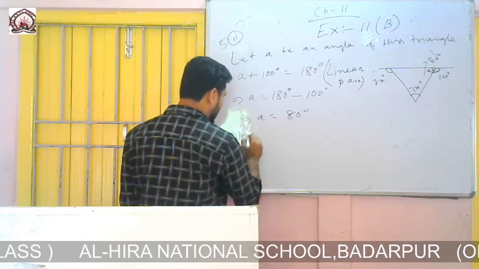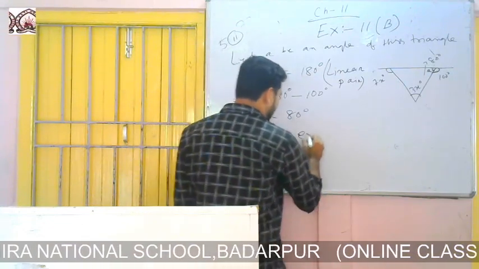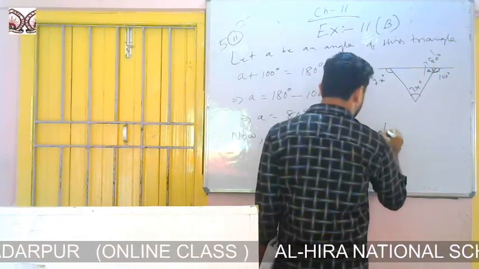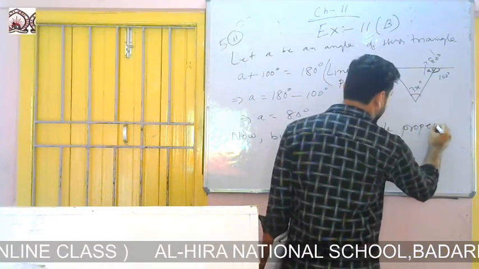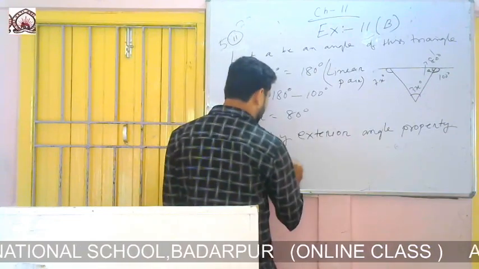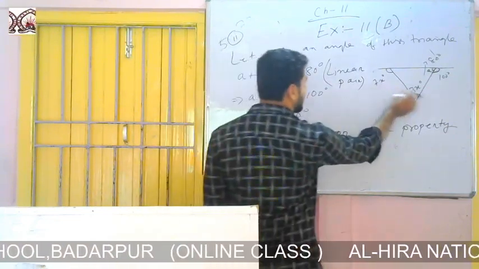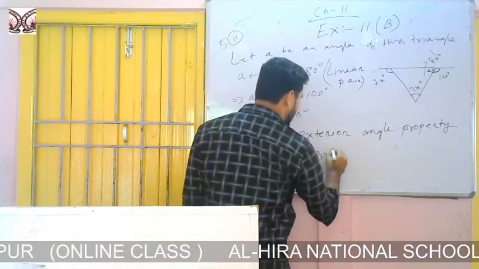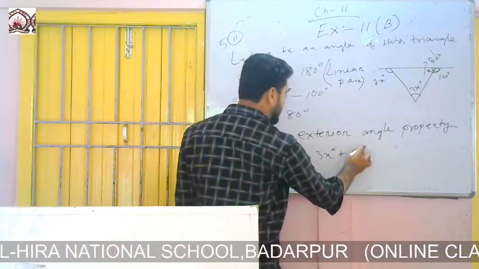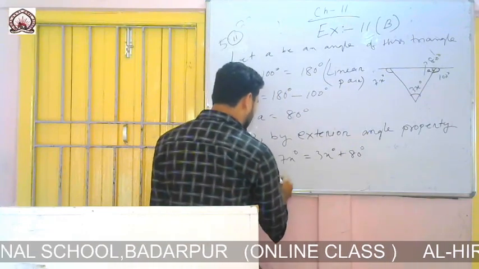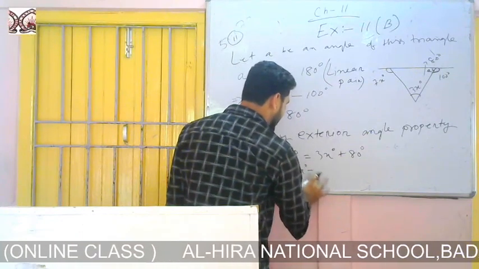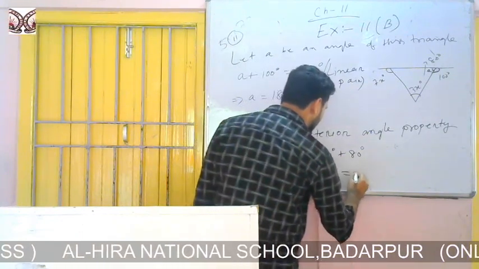Now by exterior angle property, what can we write? Exterior angle equals the sum of the two interior angles. That means 36 degrees plus 80 degrees. Now I can write 7x degrees minus, if I take this one, then it will become minus thrice x degrees equals 80 degrees.